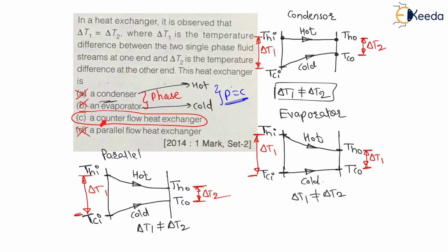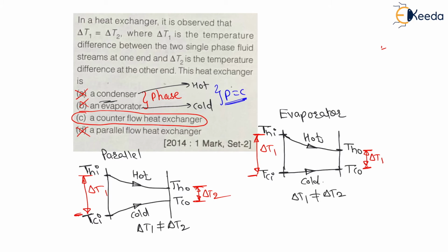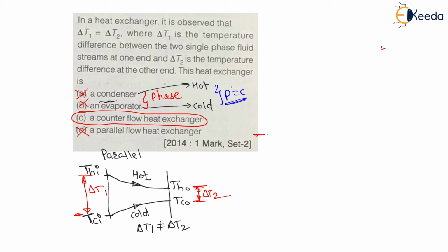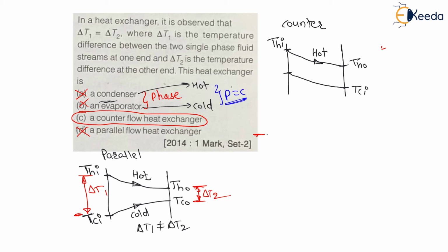Therefore, the only remaining option is option C. Let us understand option C, that is the counter flow heat exchanger. In case of a counter flow heat exchanger, the directions of hot and cold fluid will be from opposite sides. Let us say the hot fluid direction is Thi to Tho, from left to right. Then the cold fluid direction will be from right to left. Therefore, it is Tci to Tco, that is right to left.